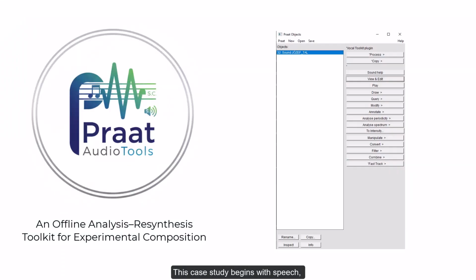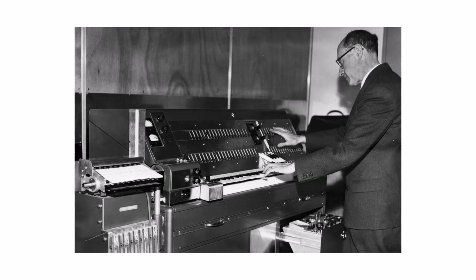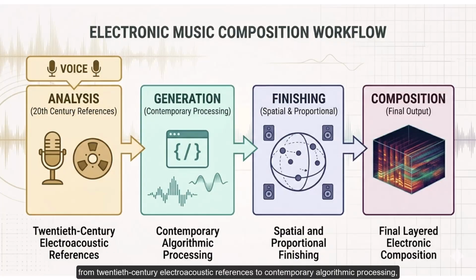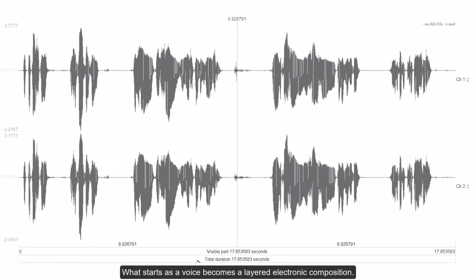This case study begins with speech, using the recorded voice of the composer Joseph Tal, whose work is connected to the early history of electronic music. But it does not stay speech for long. The workflow moves from analysis to generation, from 20th century electroacoustic references to contemporary algorithmic processing, and finally to spatial and proportional finishing. What starts as a voice becomes a layered electronic composition.